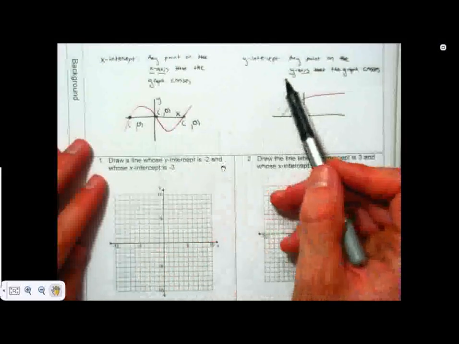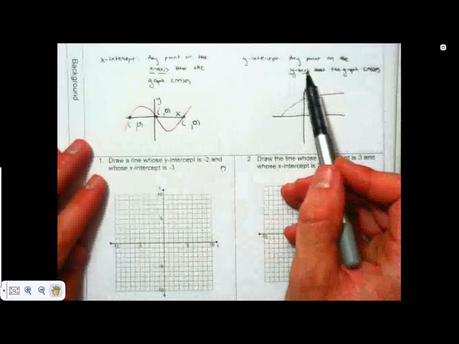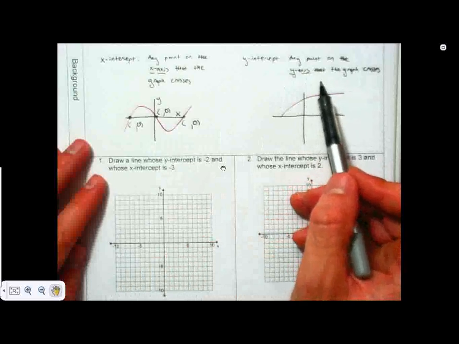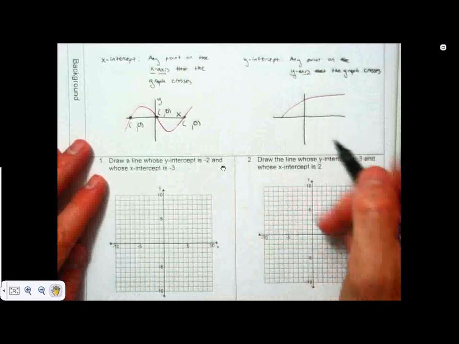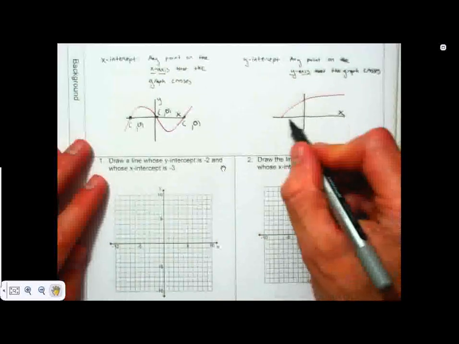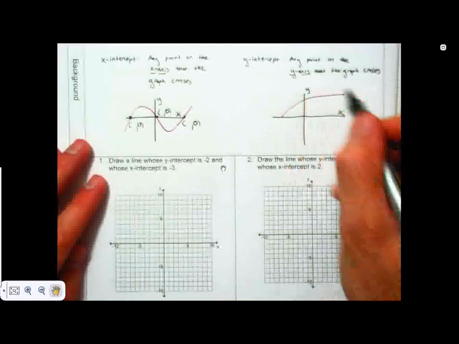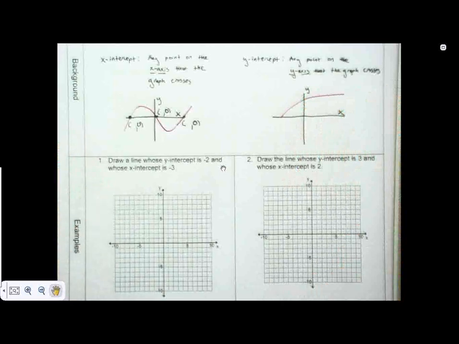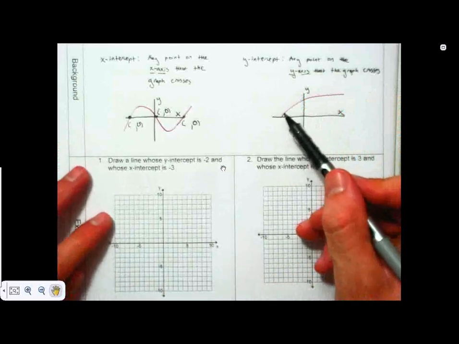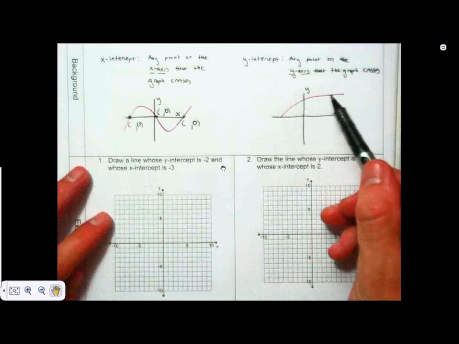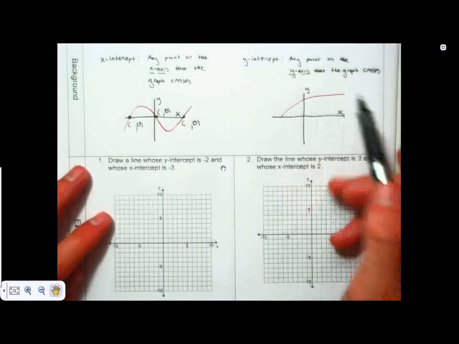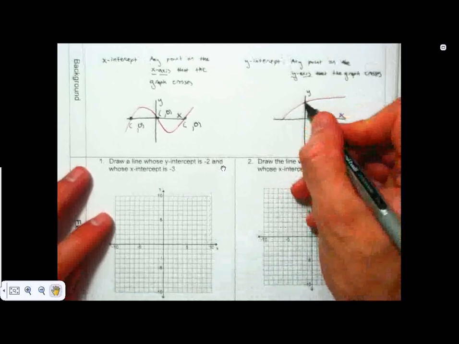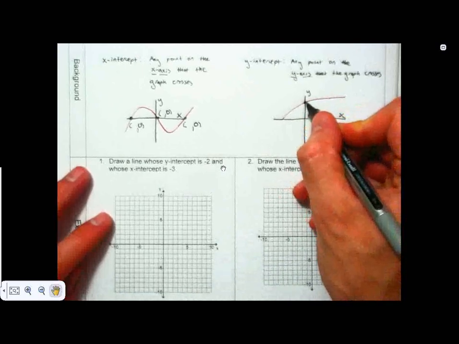Similarly, if we look at a y-intercept, it's just the reverse. So it's any point on the y-axis that the graph crosses. So I've, again, drawn a grid, and we've got our x-axis running horizontal, y-axis running vertical. And you can see I've drawn, again, a sample graph. And what I'm looking for is, where is the graph crossing the y-axis? Well, in this case, the graph crosses the y-axis right up here.